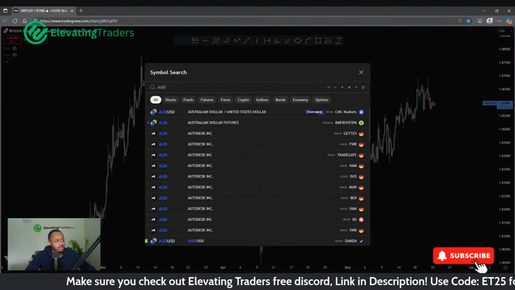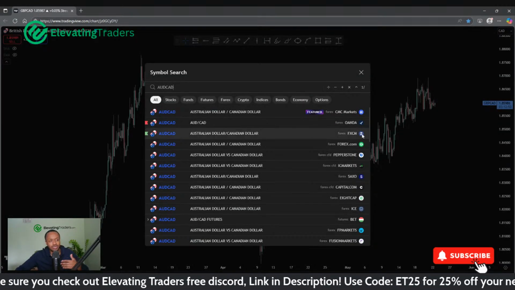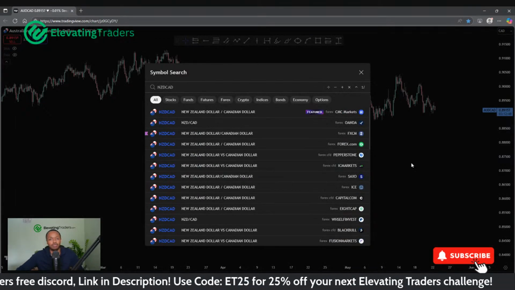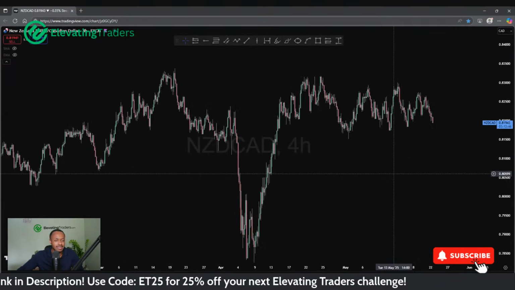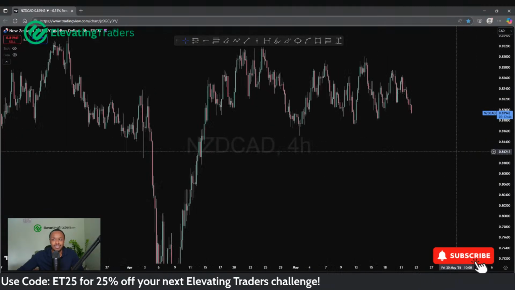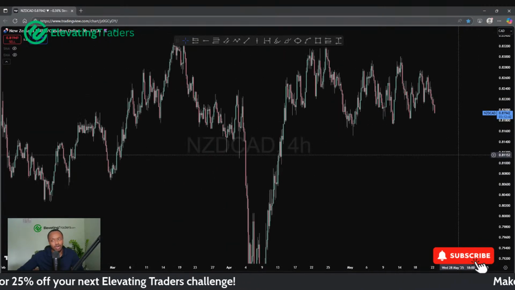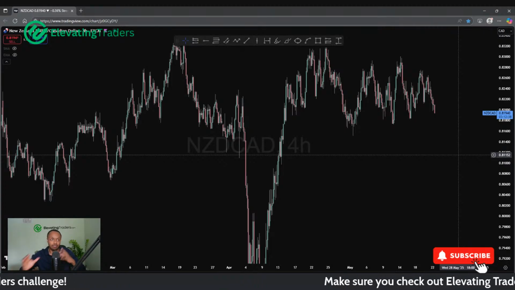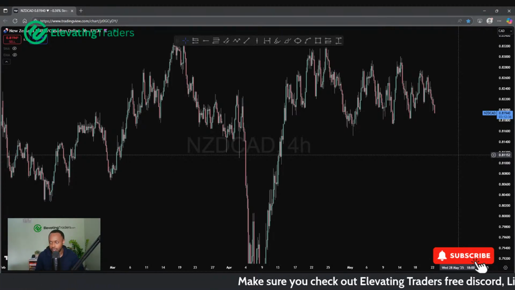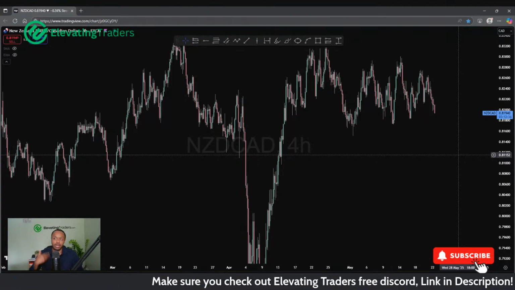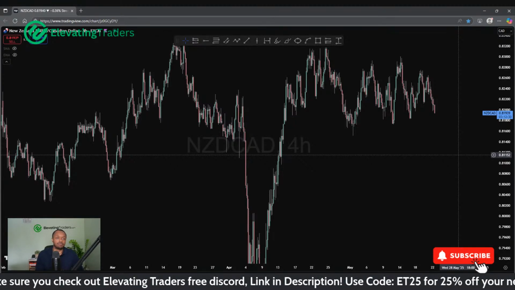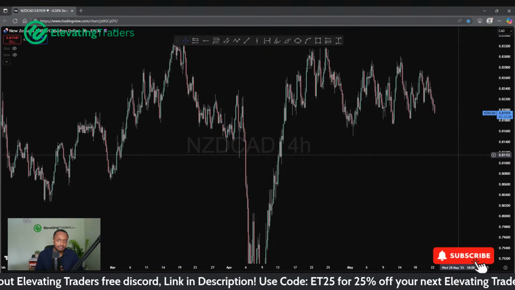Aussie CAD and New Zealand CAD, I do think there's still more upside for these pairs too, but I think it's more to do with my bias on Aussie and NZD rather than CAD necessarily being weak. Dollar CAD, I do think that is likely to drop overall, but again, that might be more to do with my bias on USD. I'm pretty bearish on USD rather than necessarily being bullish on CAD.